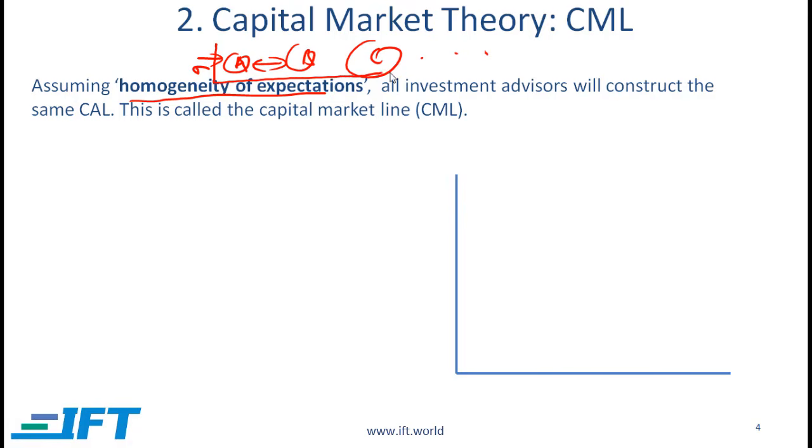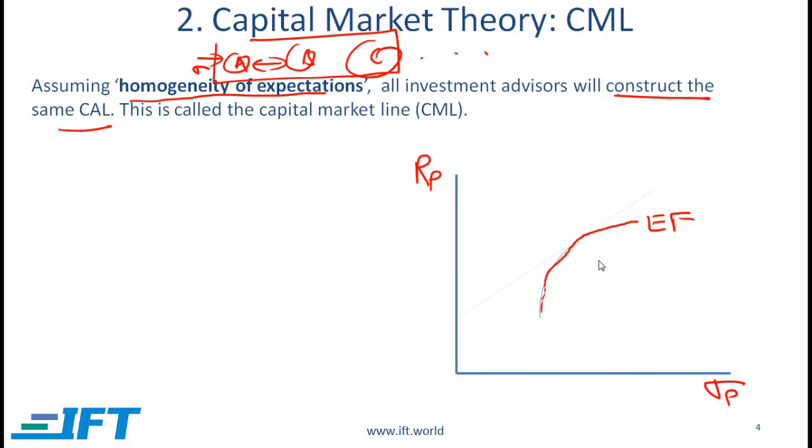If that indeed holds true, then we say that we have homogeneity of expectations, and then all investors or all investment advisors will construct the same capital allocation line. This is called the capital market line. Let's look at how this works. Again, the y-axis is the return, the x-axis is risk. If all investors have the same expectations, they will only create one efficient frontier. So this is our efficient frontier.